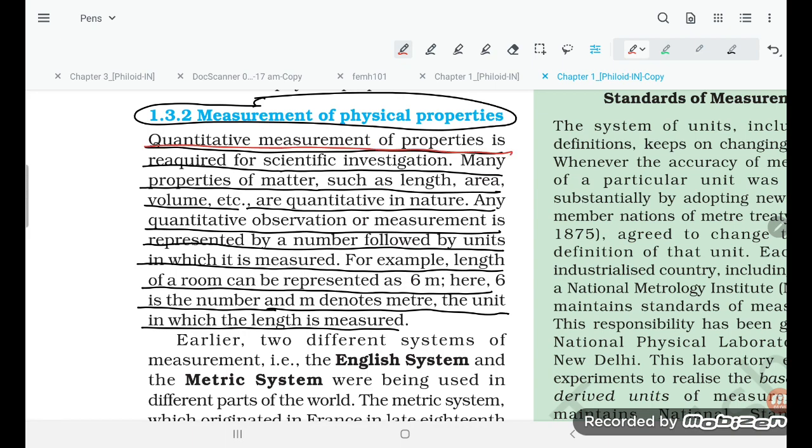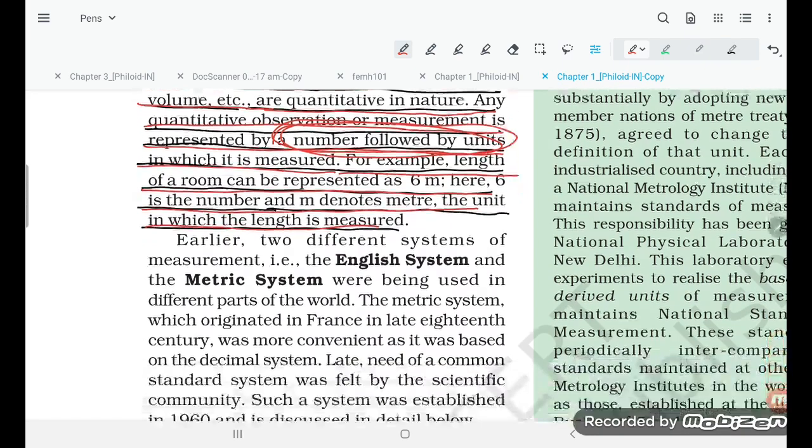Quantitative measurement of the properties is required for scientific investigation. Many properties of matter such as length, area, volume are quantitative in nature. Any quantitative observation or measurement is represented by a number followed by a unit in which it is measured. For example, the length of the room can be represented by 6 m. 6 is the number, m denotes the meter, the unit in which the length is measured.